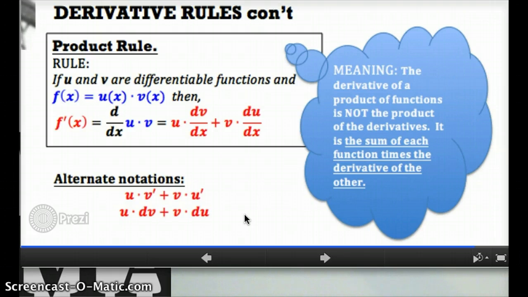You need to memorize the product rule, both what it means and the actual notation for it, and you can use any of these three. You should understand them all. Here's how we use the product rule.